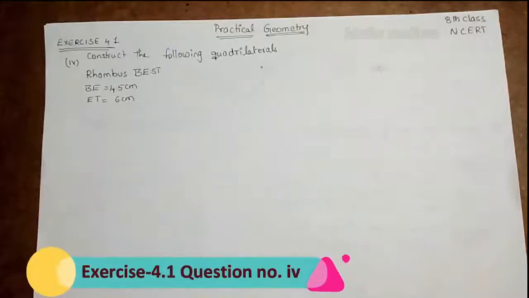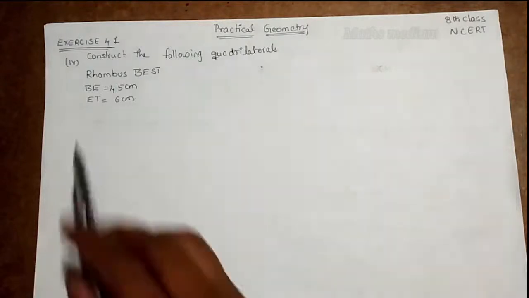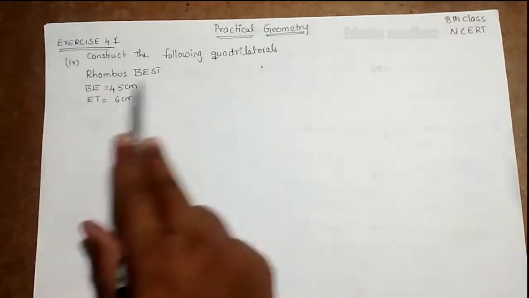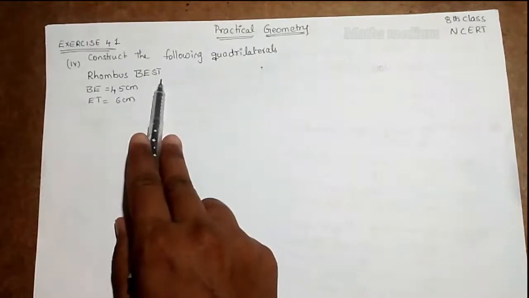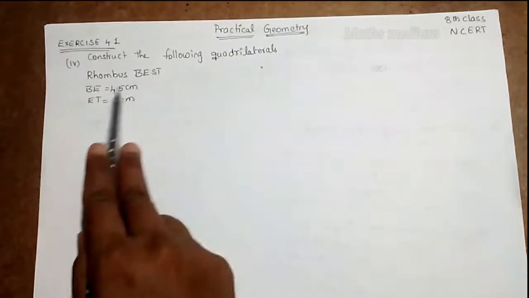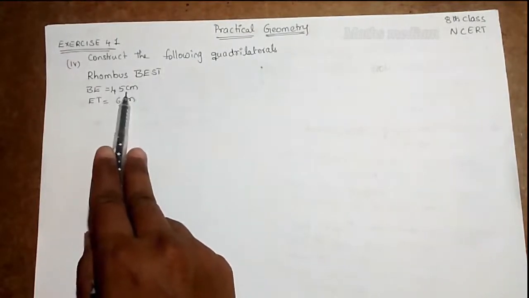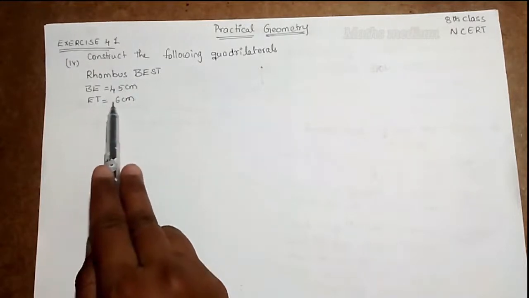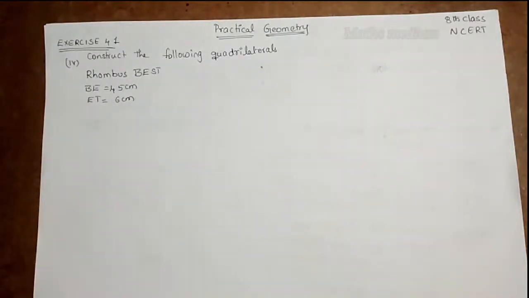Hello, welcome to Maths Medium. Today I came with exercise 4.1 from Practical Geometry, 8th class NCERT. The question is: construct the following quadrilateral, rhombus BEST. So this is the name of the rhombus. Given BE as 4.5 centimeters and ET as 6 centimeters. Now we have to construct a rhombus.